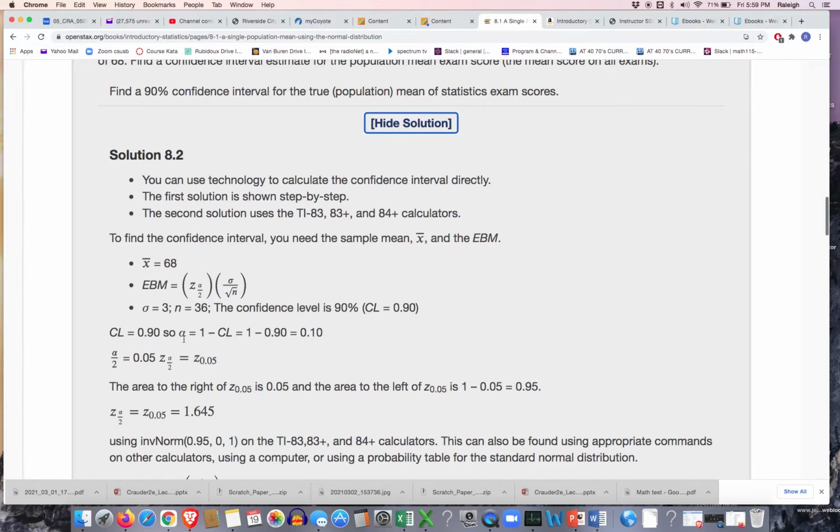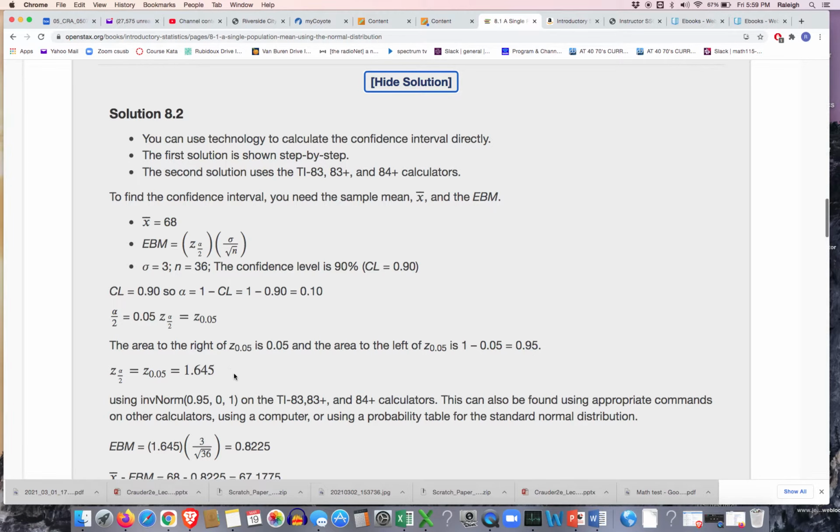It does have some conveniences, but as far as the TI and other purposes, you'd have to actually use the cumulative value instead. So that'd be up to 0.95, leaving alpha over 2. And of course, let's say this alpha is 10%, 1 minus 90%. Cut it in half, 0.05. You can use the Z notation, or on the calculators I'll show you in a minute, it'll be the 0.95 number, cumulative speaking. Okay, so that's 1.645.